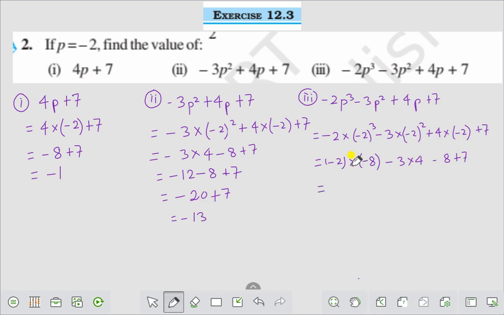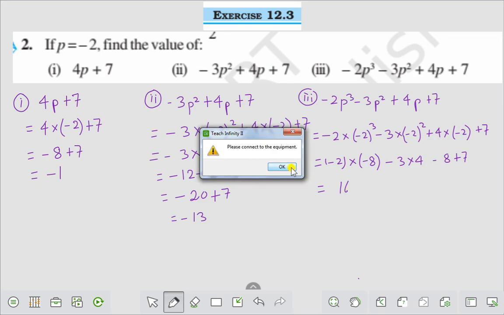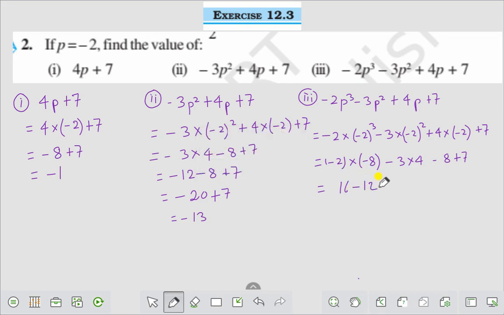We are getting minus 2 into minus 8 is plus 16, minus 3 into 4 is minus 12, minus 8 plus 7. Then we are getting 16 plus 7, minus 12 minus 8. We are getting 16 plus 7 is 23, minus 12 minus 8 is minus 20. Therefore, 23 minus 20 is equal to 3.